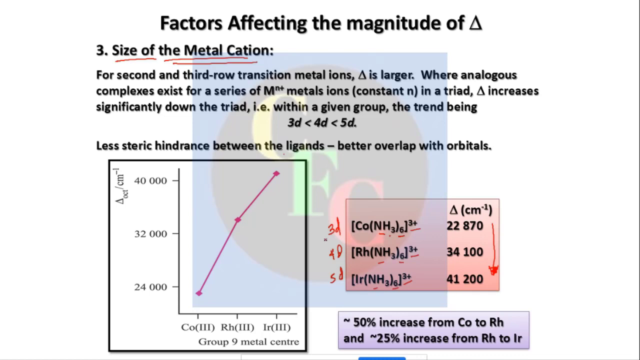So going from 3d to 4d there is nearly 50% increase, and going from 4d to 5d there is 25% increase. So this is the third factor: when you increase the size of the metal cation, that means you are going from first to second to third transition series, then the crystal field splitting will increase.